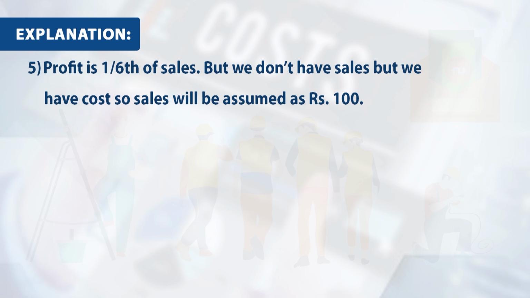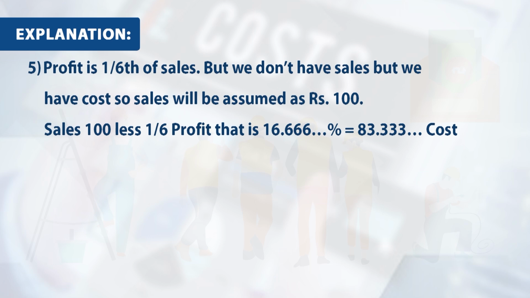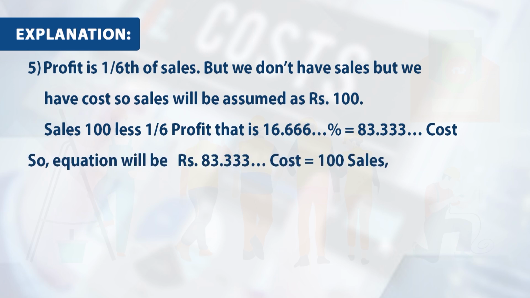Number 5, profit is 1/6 of sales, but we do not have sales, so sales will be assumed as rupees 100. Sales 100 less 1/6 profit, that is 16.66%, is equal to 83.33, which is our cost. So the equation will be: rupees 83.333 is the cost, then 100 is sales.